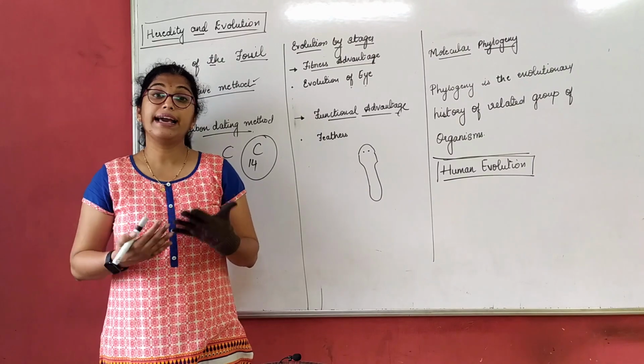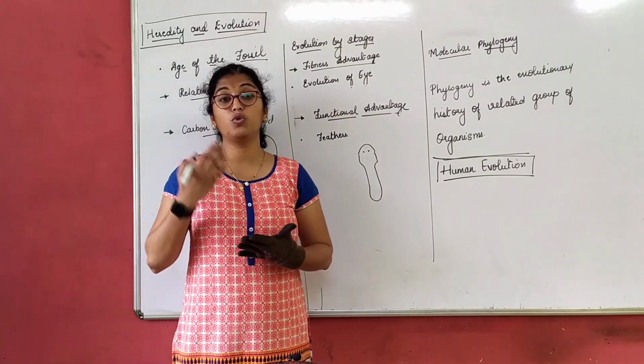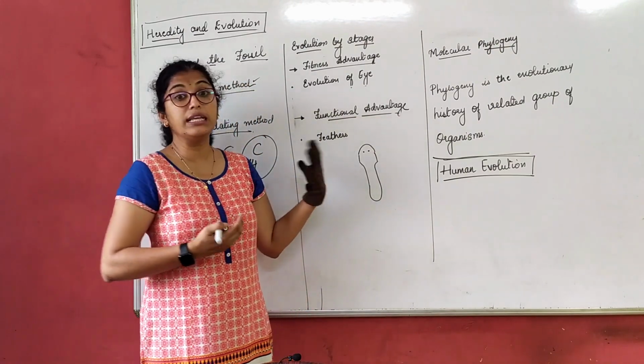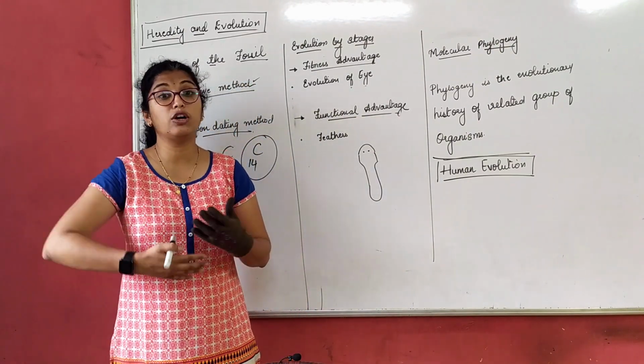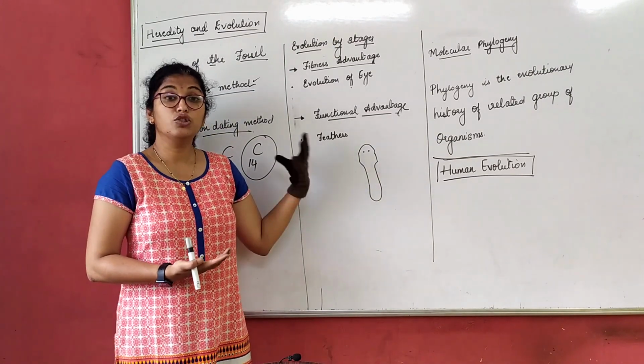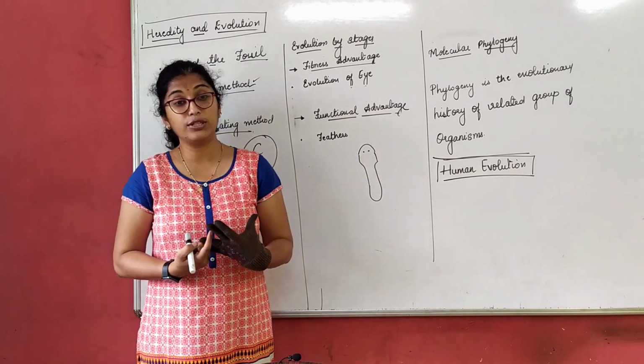That means the eyes of planaria are used only to sense the light. It can only sense the light, but it cannot see, nor do any other activities with these eyes. So planaria have rudimentary eyes.